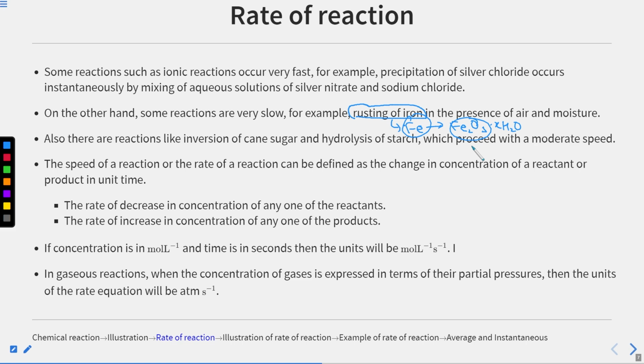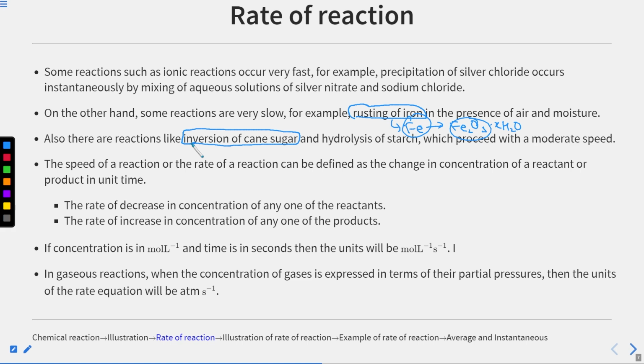And nowadays this rusting is also avoided by electroplating. So that's a different matter of electrochemistry. Okay, so this is done. Now there are reactions like inversion of sugar and the hydrolysis of starch, which proceed with a moderate speed. You will see the reaction kinetics of the inversion of sugarcane more closely in the coming slides. But assume for now that the hydrolysis of starch and the inversion of sugar both proceed with moderate speed.